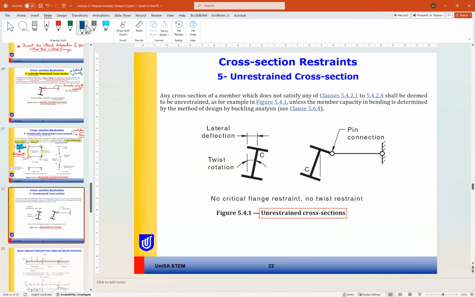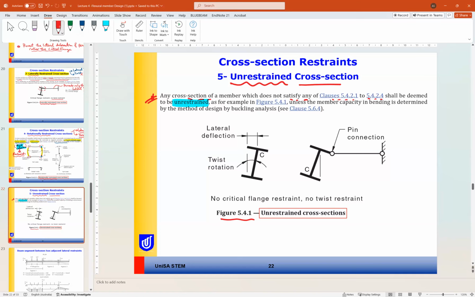And the last case is the unrestrained cross section. An unrestrained cross section is any cross section of a member which doesn't satisfy any of the previous clauses. So it is not fully, partially, laterally, or rotationally restrained. So we can consider it as unrestrained. If it doesn't satisfy any of the previous, we cannot prevent any movement of the critical flange or the other flange, so we consider it an unrestrained member. Similar to this figure, figure 5.4.1.